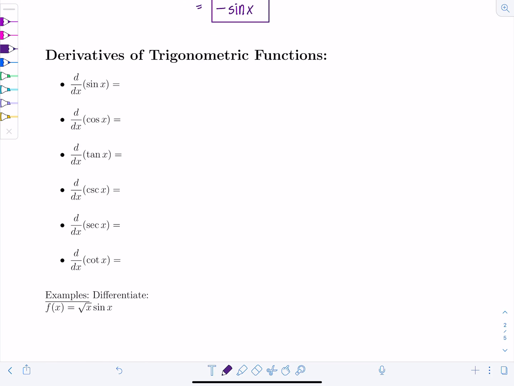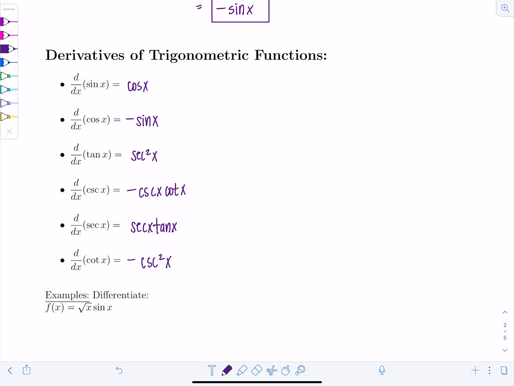So we showed derivative of sine of x is cosine of x. Derivative of cosine of x is negative sine of x. Derivative of tangent x, secant squared x. Derivative of cosecant x is negative cosecant x cotangent x. Derivative of secant x, secant x tan x. And lastly, derivative of cotangent x, negative cosecant squared x.